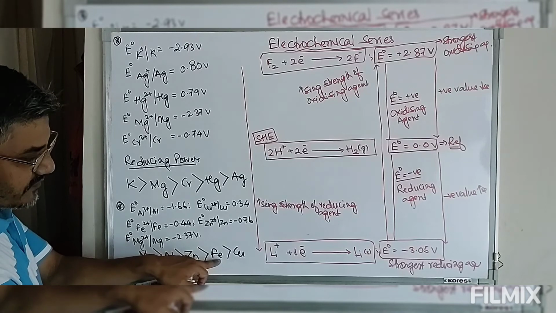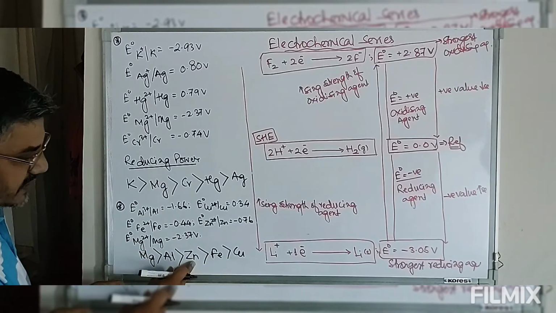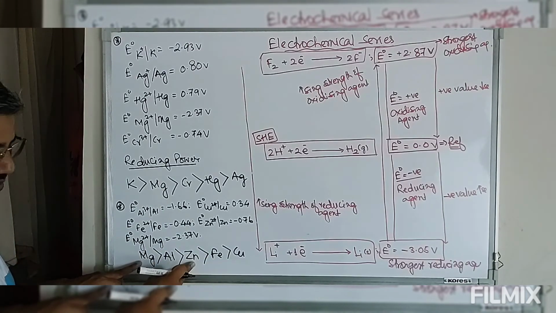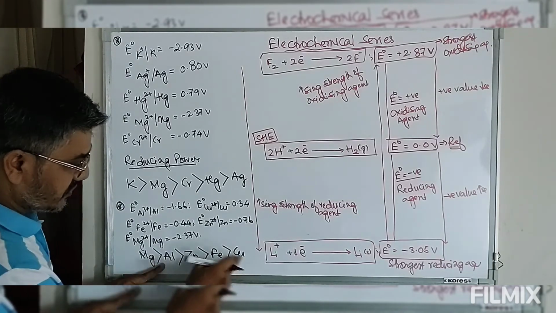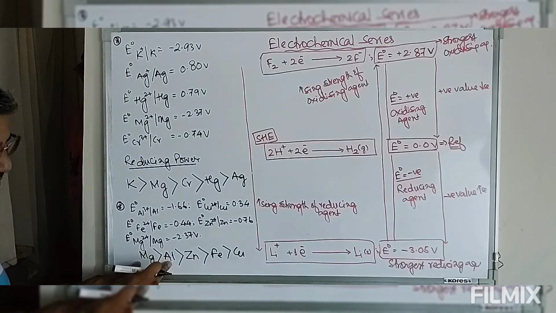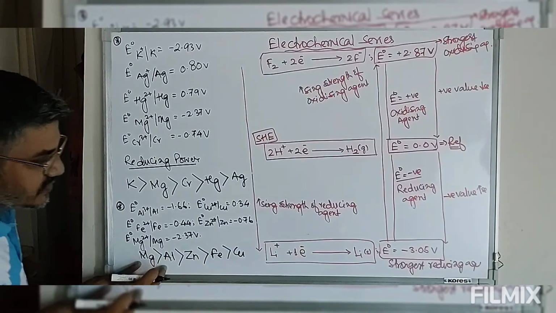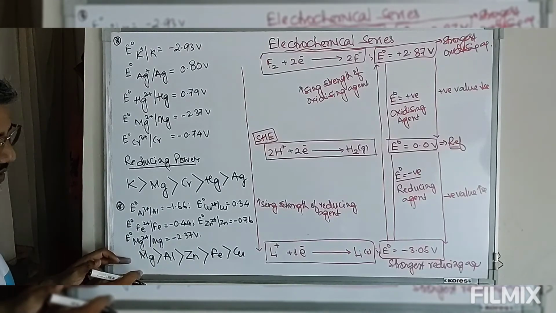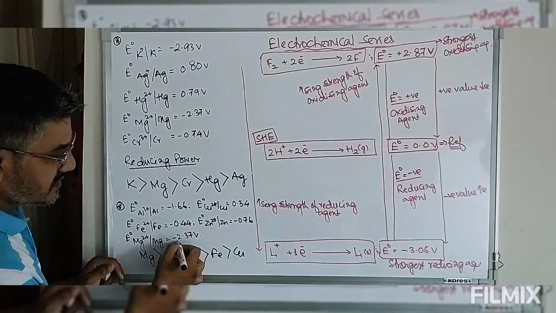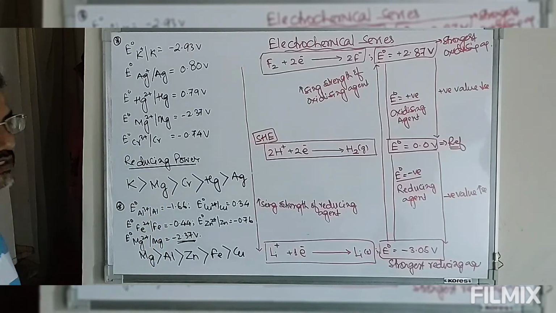Zinc can displace iron and copper from solution, but zinc cannot displace aluminum, magnesium from solution. Aluminum can displace zinc, iron and copper from solution, but aluminum cannot displace magnesium. So magnesium can displace all these ions from solution, the reason being that the reduction potential of magnesium is the largest negative value of all these given elements.